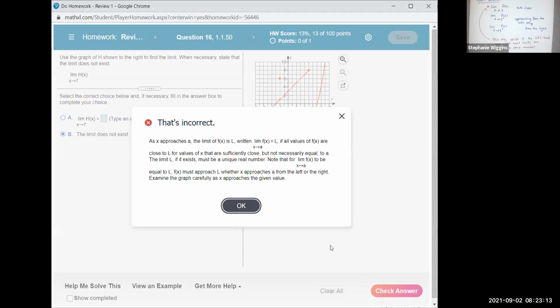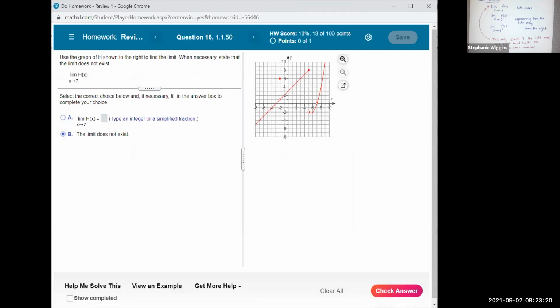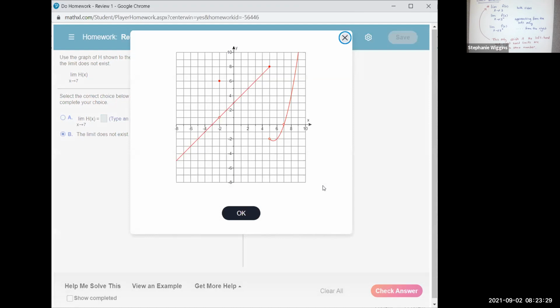Oh, I did something else wrong. I think I'm going too fast through this. I always make this mistake, so this is a good lesson for you all. Don't make this mistake. I saw the break there and I thought, oh, that's the one I'm looking at, but I was doing it too quickly. They want as x approaches 7, and this spot right here, x is 5. So I was in the wrong spot.